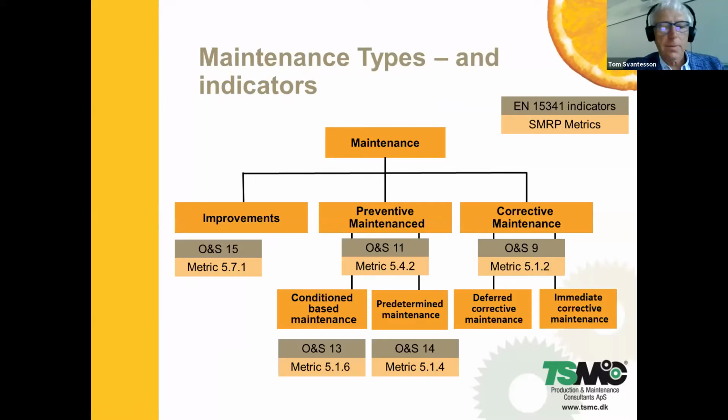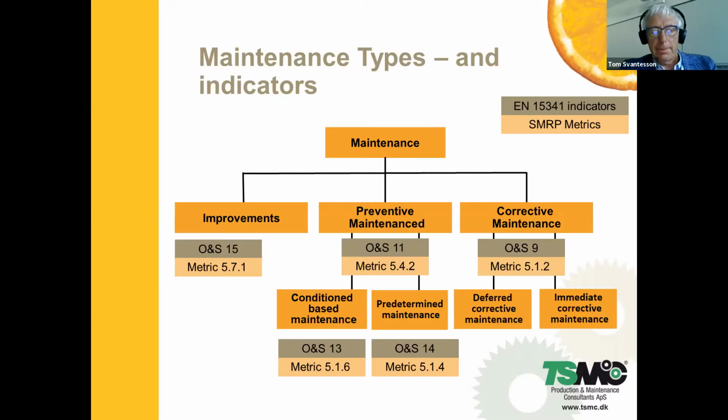We also have what we call maintenance types or maintenance strategies. Some will go for condition-based, and others will go for time-based or predetermined. In this picture, I have deployed a number of the metrics and indicators to the various maintenance strategies and maintenance types. I have picked the American metrics, and I have picked the indicators from 15341. That is just to show that maintenance is rather uniform, and it's possible to measure the performance either by the American metrics or the European indicators, and they are to a large extent almost similar.